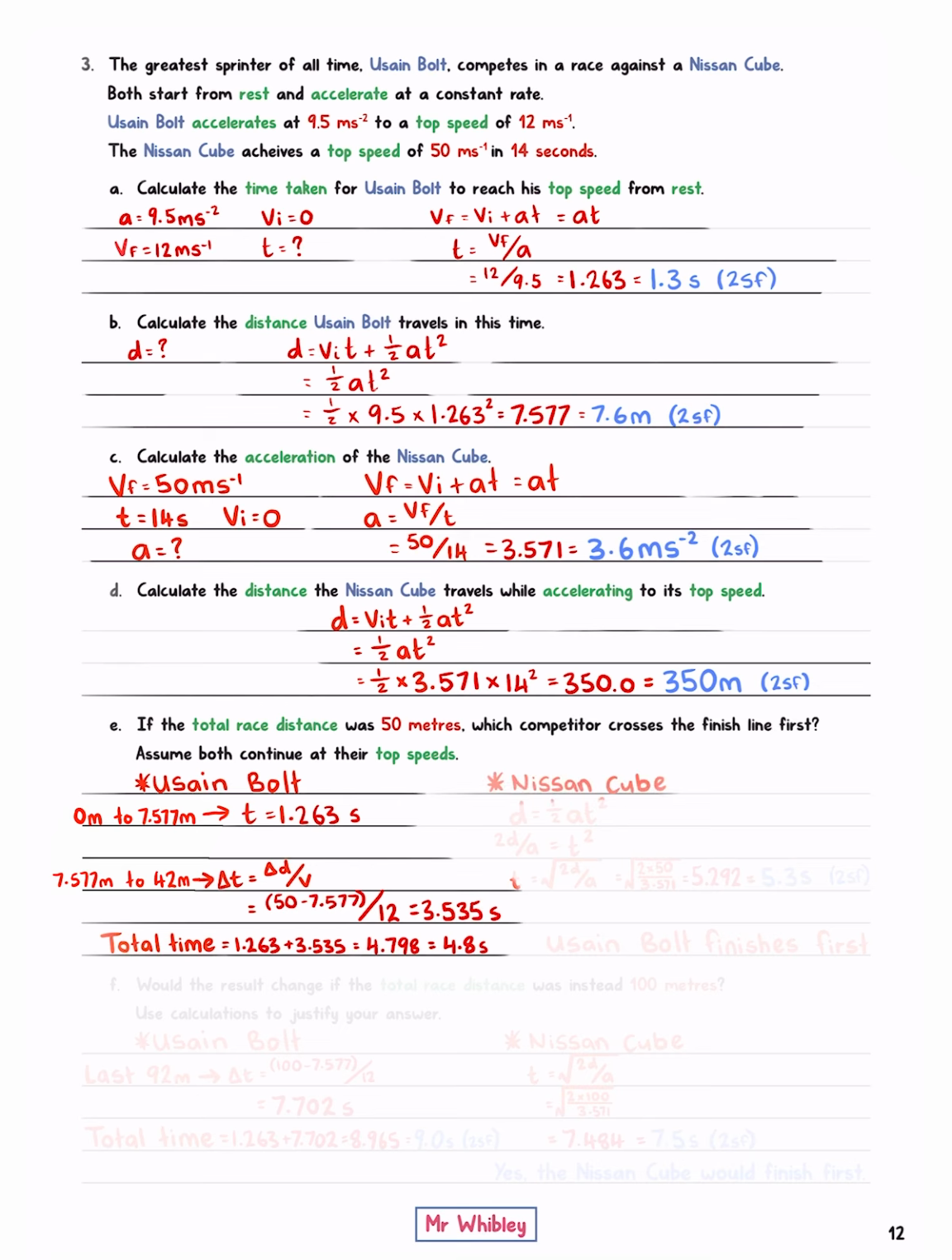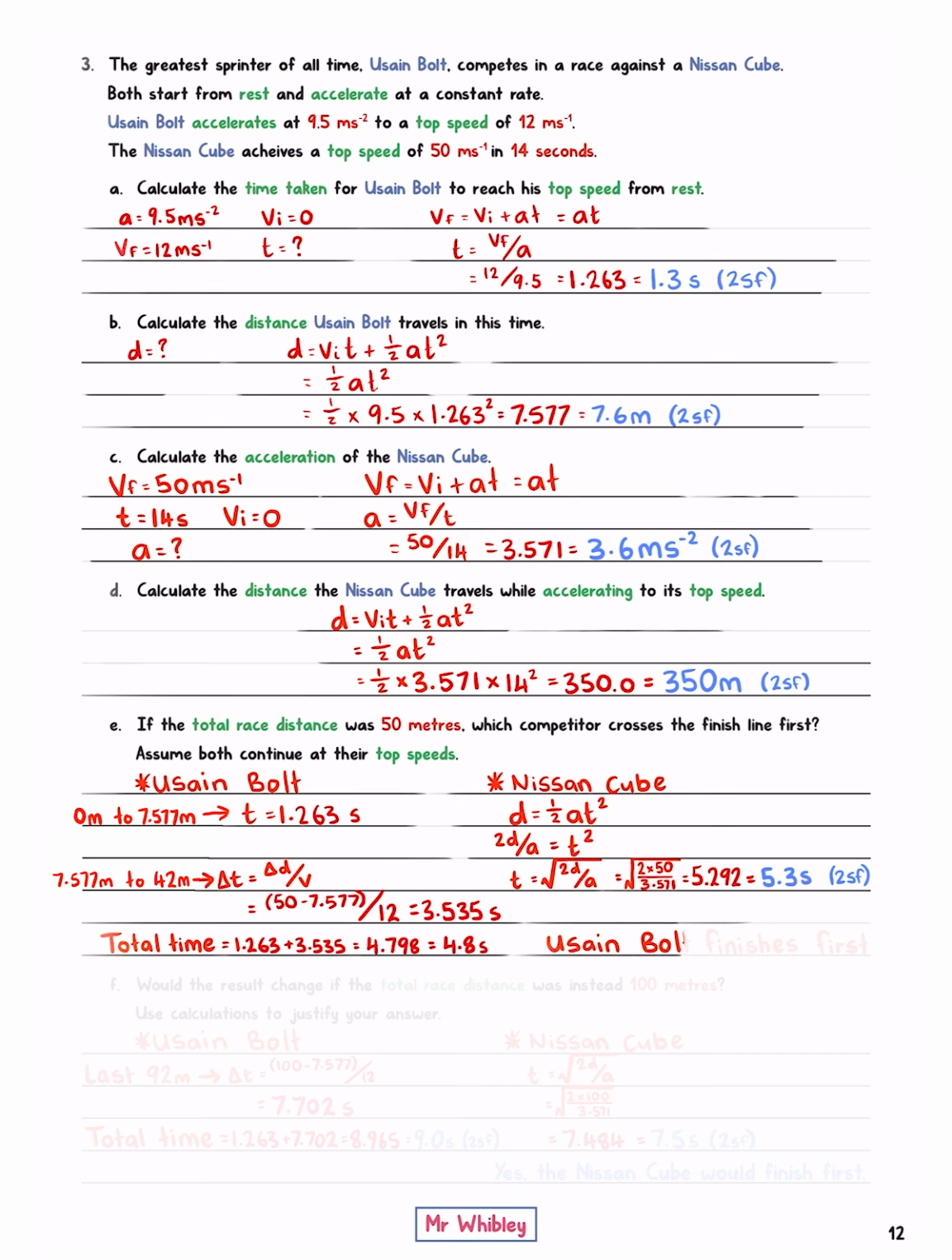For our Nissan Cube, we know that it takes 350 meters for it to get up to its top speed, so it's not going to achieve this in our 50 meter race. We can therefore just find the time it takes for it to accelerate this distance. For this, we can use this equation once again, where to solve for time, we first multiply both sides by 2 and divide them by a. Now to get rid of our square, we square root both sides, put our numbers in, gives us 5.292 or 5.3 seconds to two significant figures. Our Nissan Cube takes longer, so Usain Bolt finishes first.